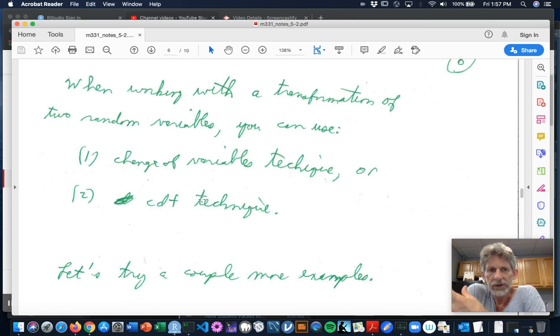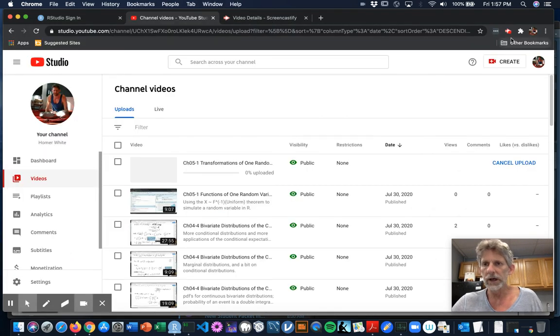So when you're working with a transformation of 2 random variables, you can use the change of variables technique like we've been doing so far, or you can use the CDF technique like we do with one random variable. We need to try a couple more examples, and we need to make sure at least one of them uses the CDF technique so that you can see how that would work in a 2-variable situation. Why don't I do that in a separate screencast? This one has gone on, I think, probably long enough. See you later.